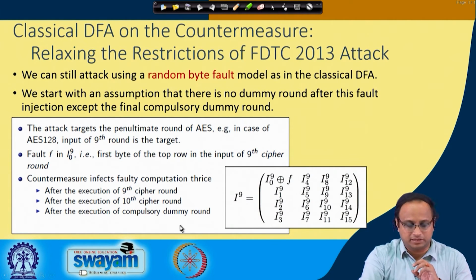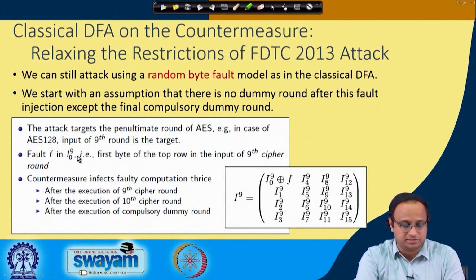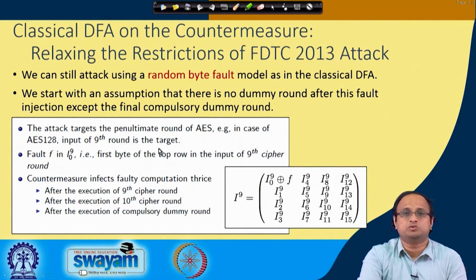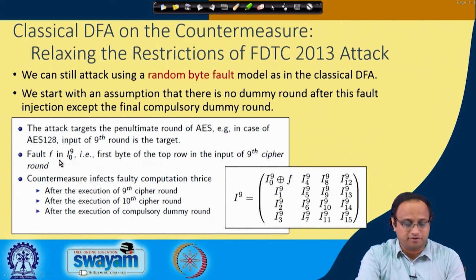So if we assume that, then again we will assume that the fault is inflicted in the penultimate round of AES, that is, in this case of AES-128, at the input of the 9th round, which we make as a target. So the fault F is in I0n, and therefore the faulty state matrix at the input of the 9th round is shown in this state matrix, where everything remains the same except this particular byte, which is contaminated with a random fault.